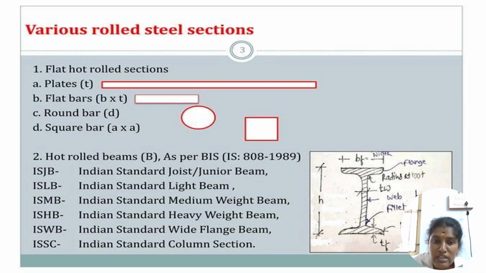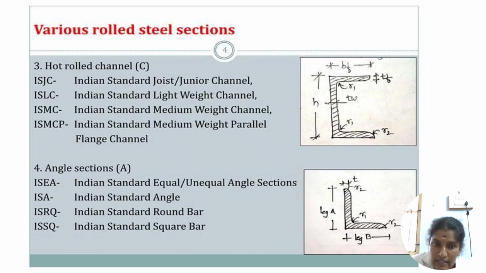So these are all the main sections of the hot rolled beam sections. If you are using ISLB, what does it mean? It is an Indian standard light beam section. ISMB means Indian standard medium beam sections, and ISHB means Indian standard heavy weight beam sections. Each and every one has a classification for the beams, channels, angles and T sections also.